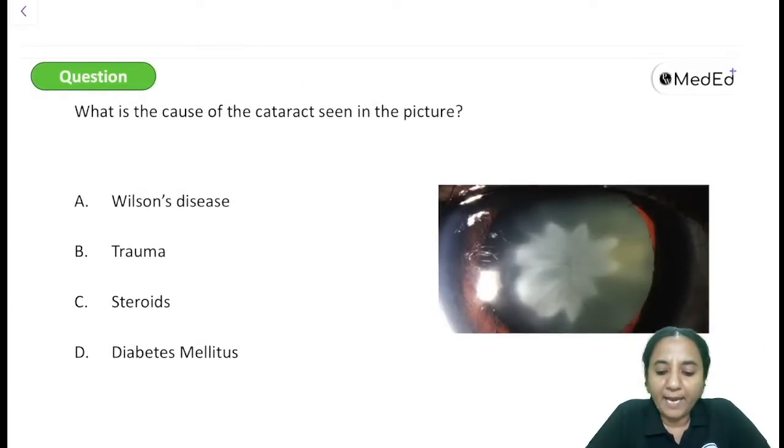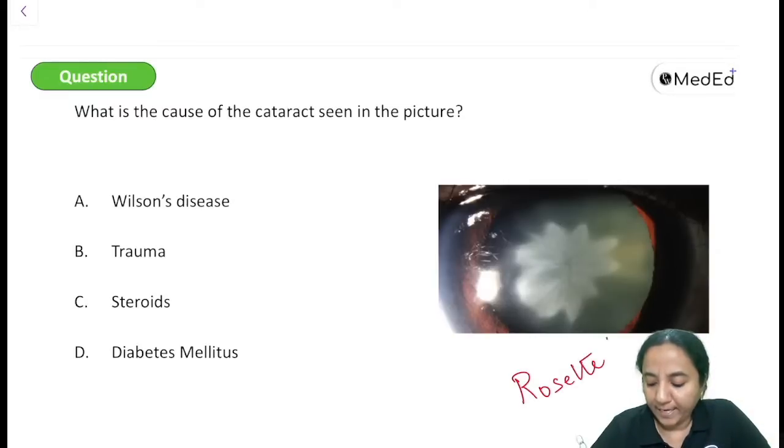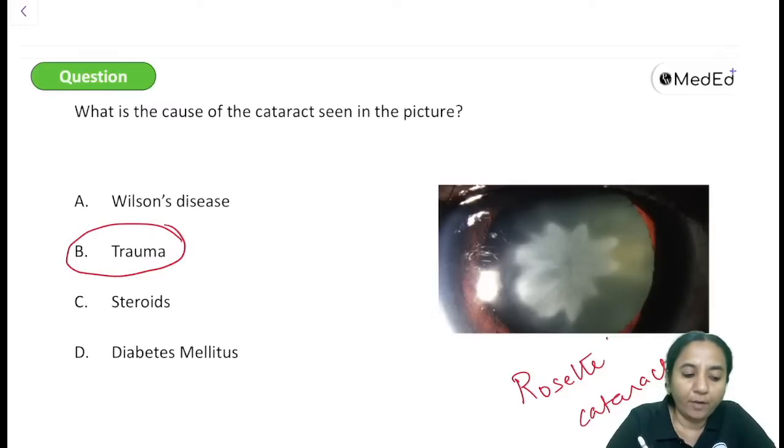What is the cause of the cataract that is seen in the picture? First of all, let us identify which cataract this is. You see there is a flower shaped cataract here. This flower shaped cataract is called a rosette cataract. Correct. And where do we get to see this kind of flower shaped or rosette cataract? This is seen in trauma.